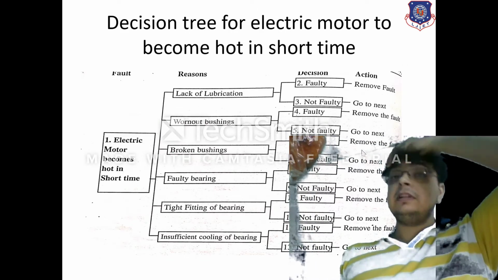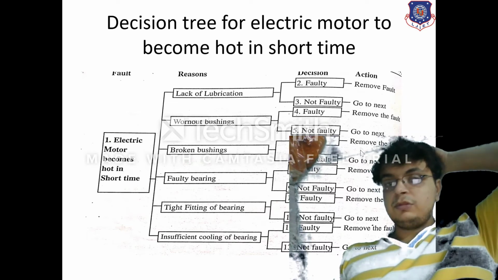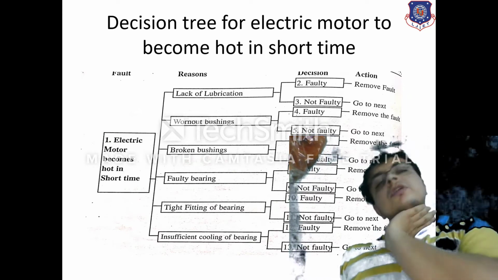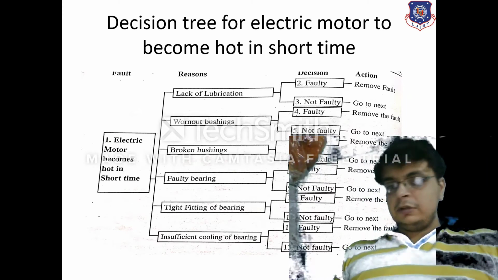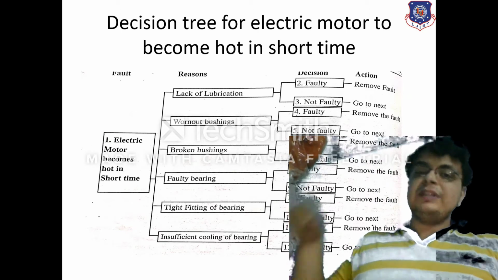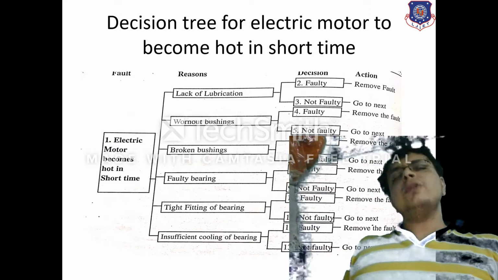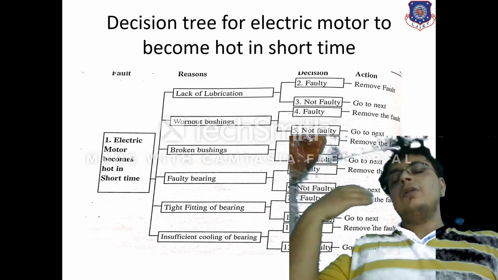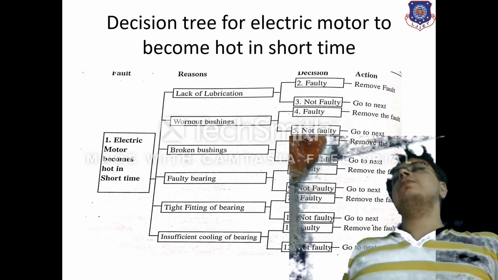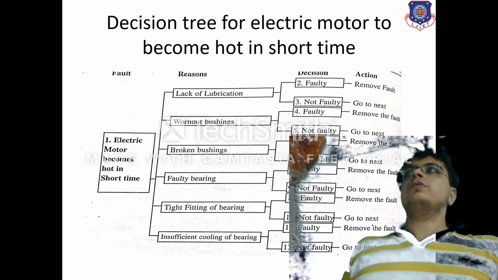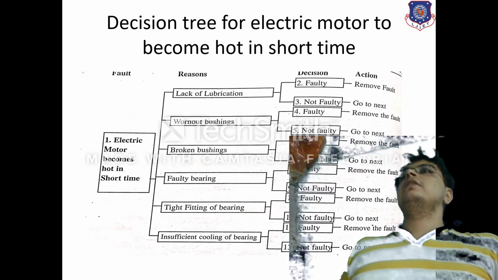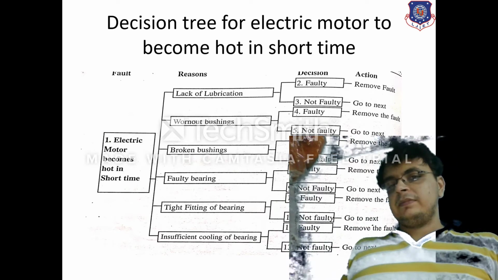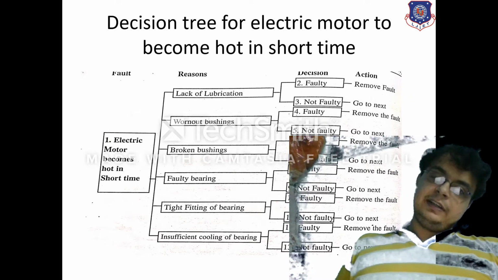Next is the decision tree for the electric motor that becomes hot in a short time. So yes, in the fault block, the electric motor that is becoming hot in a short time should be written. And then in the next adjacent series of blocks, the reasons should be written. The reasons that can cause the electric motor to get hot are, first of all, lack of lubrication. If the lubrication is not properly provided, if it is lacking to the required extent, then the heating can take place.